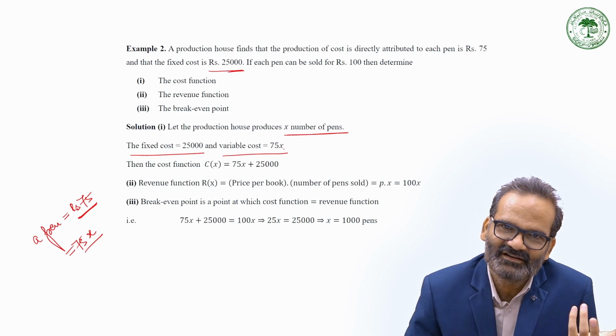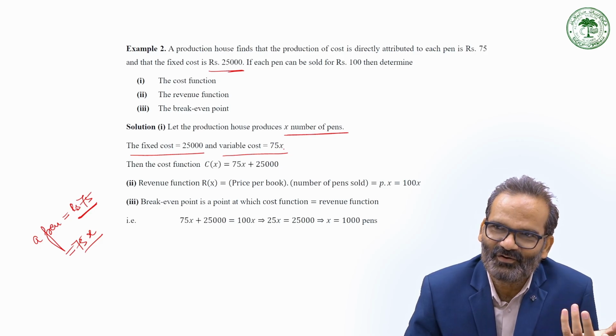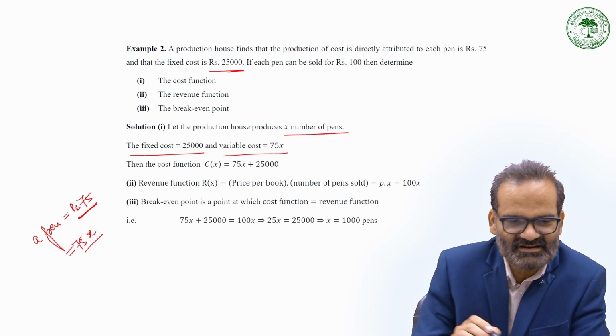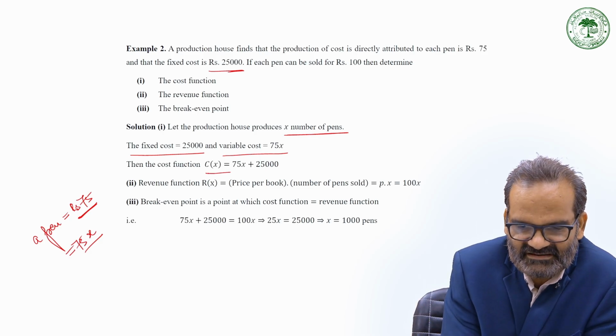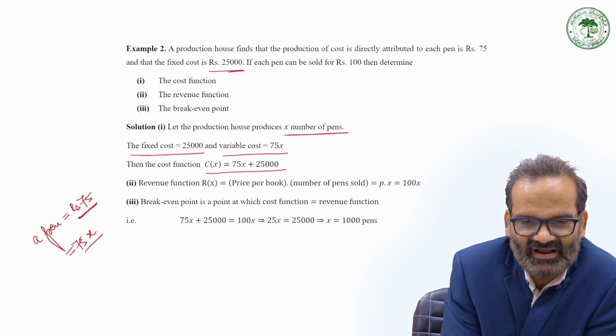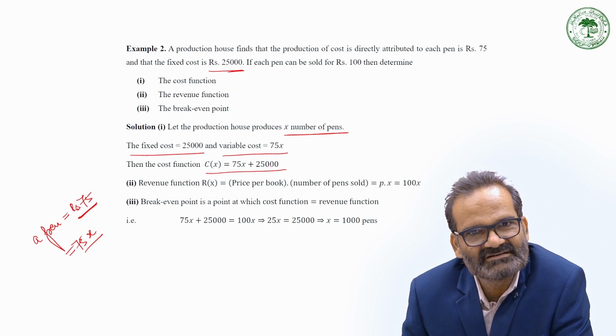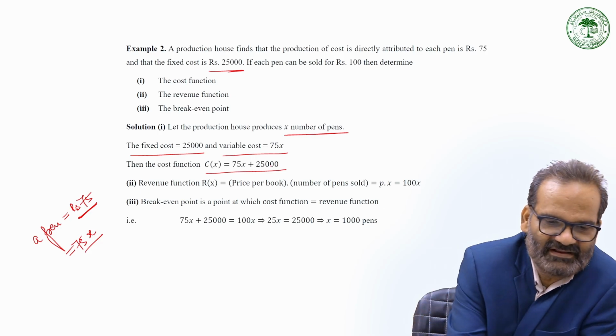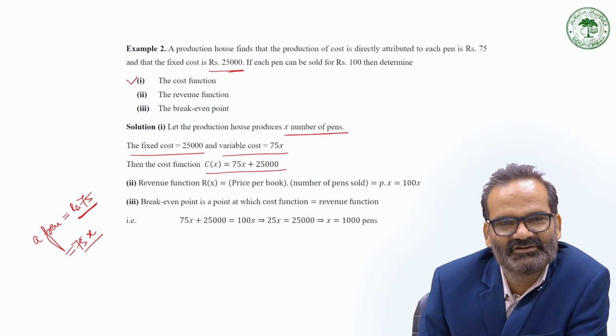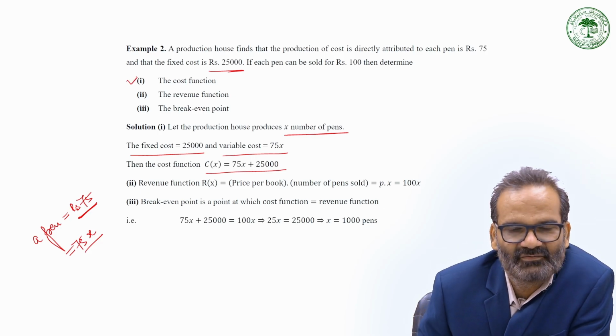And we know, what is the total cost function? Total cost function is the sum of the variable cost plus fixed cost. So the total cost function C(x) is equal to 75x, the variable cost, plus 25,000 as the fixed cost. So case 1 is done. We have to determine the cost function.